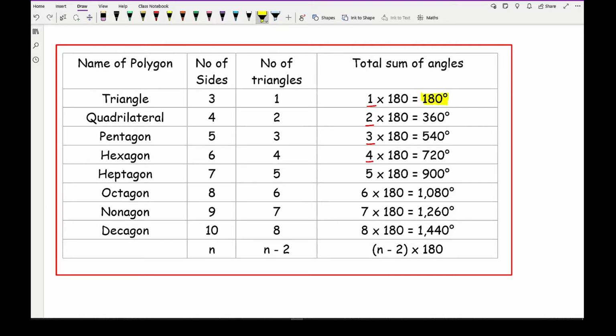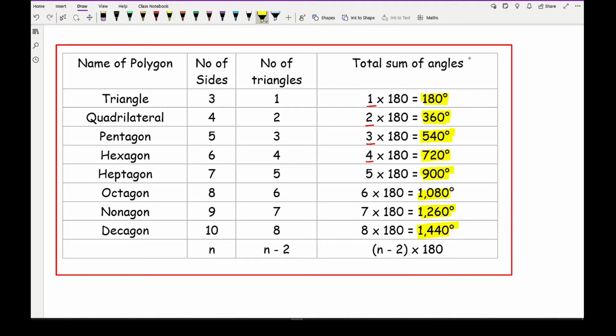In any quadrilateral, so we're talking about squares, rectangles, trapeziums, parallelograms, rhombuses, any four-sided shape, the internal angles are all going to add up to 360. With a pentagon or a five-sided shape, they're going to add up to 540. For a hexagon, and I mean any six-sided shape, it's going to add up to 720. For a heptagon, 900. Octagon, 1080. For a nonagon, which is a nine-sided shape, it's going to be 1260. For a decagon, it's going to be 1440.